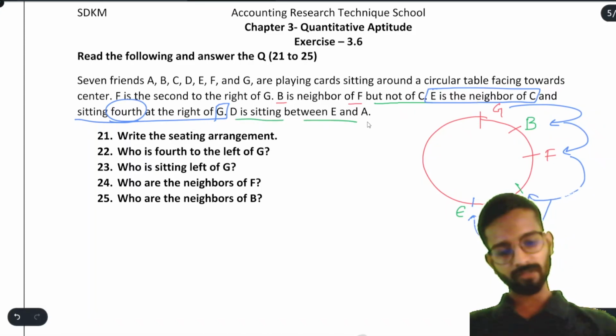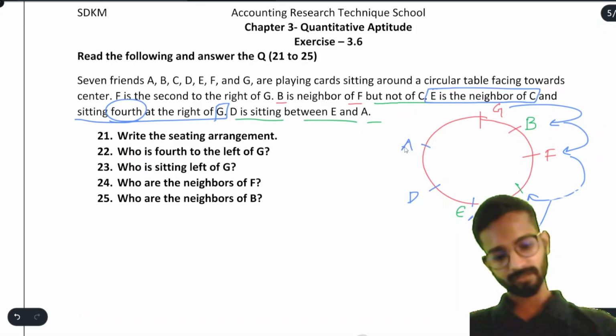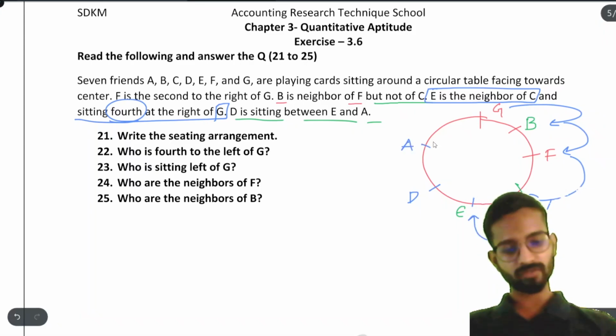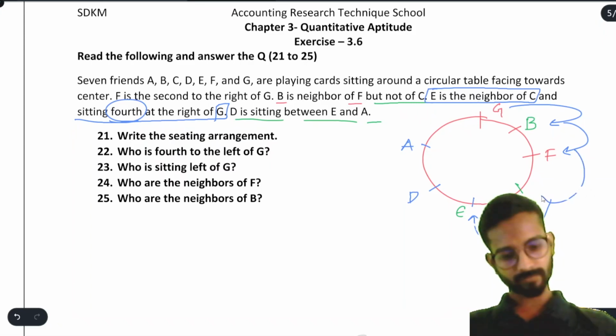D is sitting between E and A. So I can say E is already here. I can write D is here and A will be appearing here because D is sitting between E and A. So 1, 2, 3, 4, 5, 6, 7. So who is left? I can say A, B, C is left.